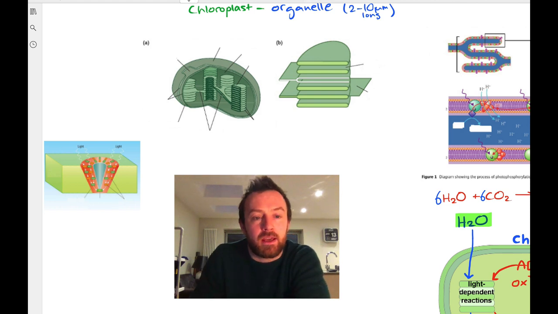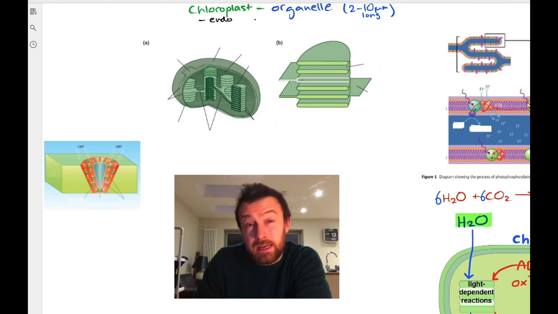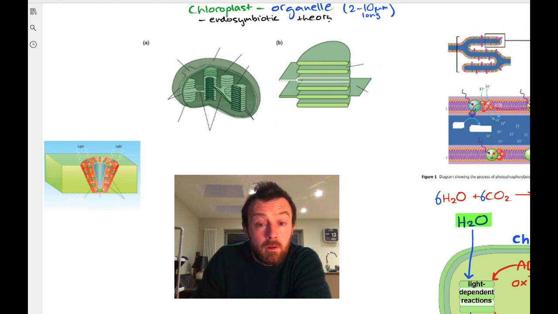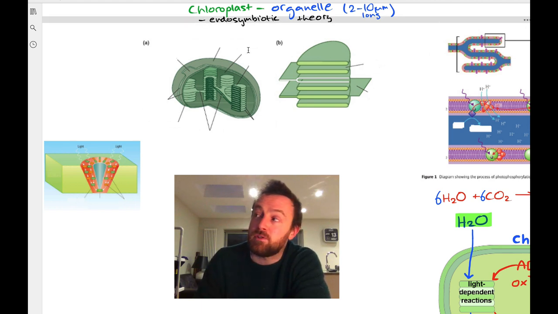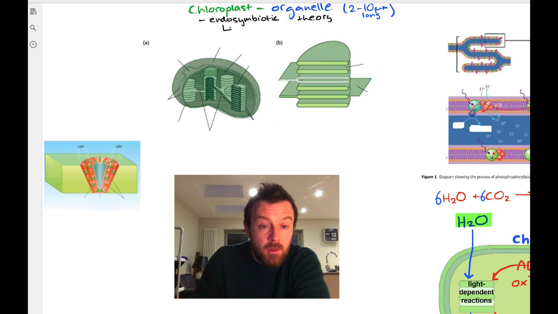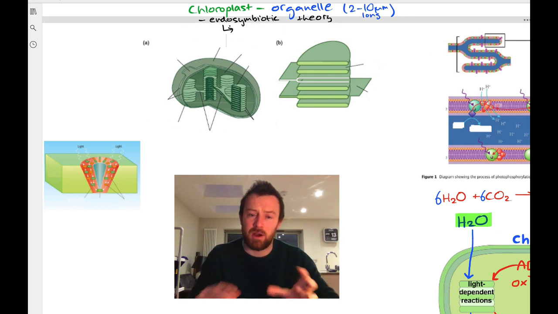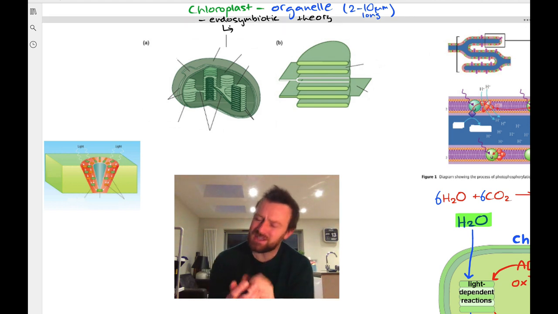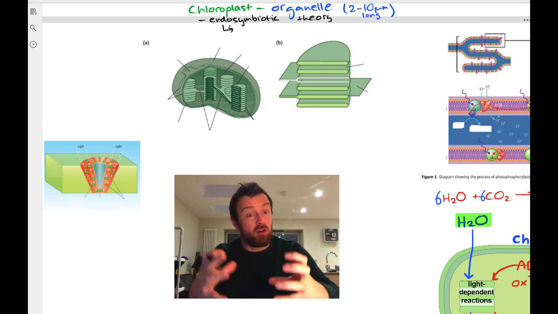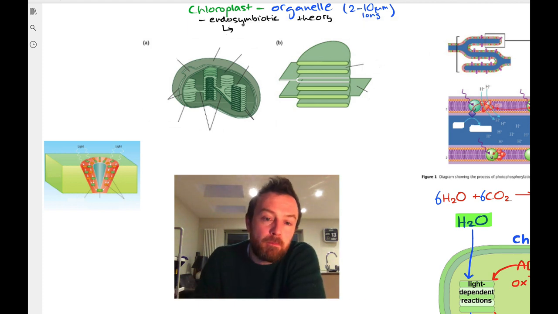And remember, we think that it used to be its own free-living bacteria. So we're going to reference the endosymbiotic theory. And that theory is that it used to be its own free-swimming bacteria, and then it got taken in by a cell and became almost domesticated. What I mean is it became tame, almost, living inside the cell, doing jobs for the cell. And the two key parts of evidence, well, actually three, we've got double membrane.